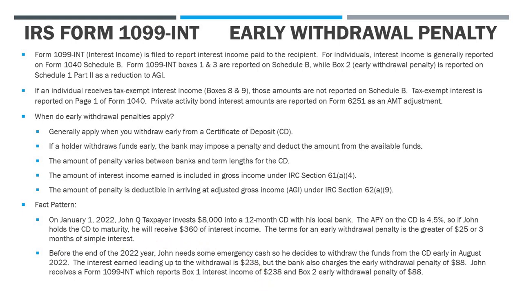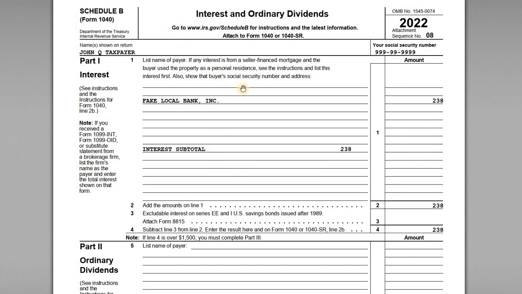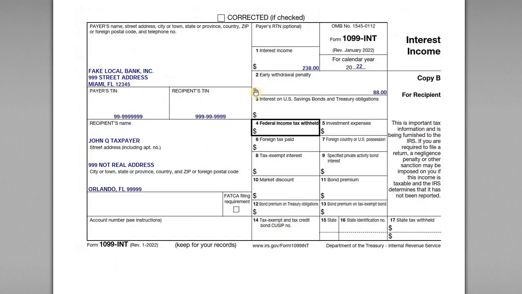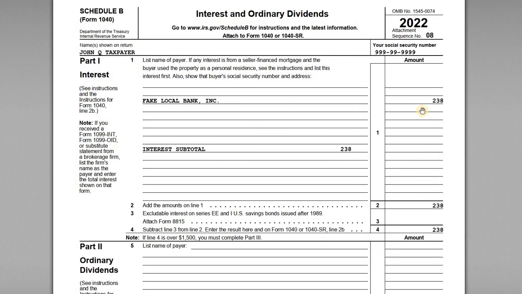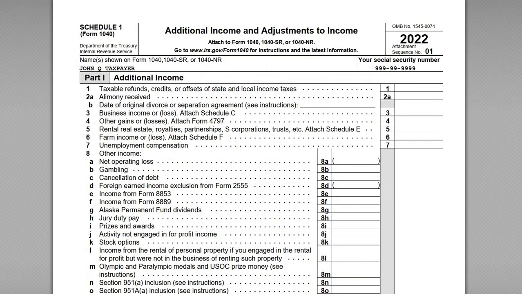So now how does he report on his return? If we take a look at his tax return, the first thing to note is on Schedule B, the interest from the bank is simply reported here, Schedule B Part 1. So Box 1, we have interest income of $238. That's simply reported here from the local bank, $238. So that's included in his gross interest income. Now, the early withdrawal penalty in Box 2 of $88, that's reported on Schedule 1.